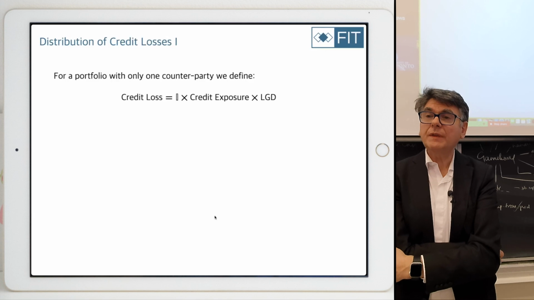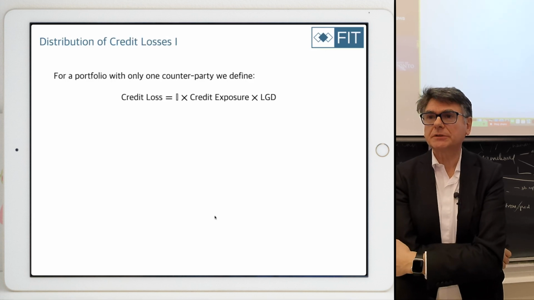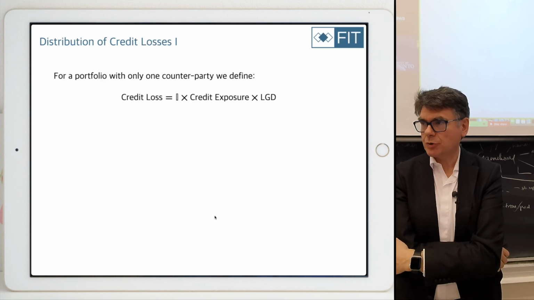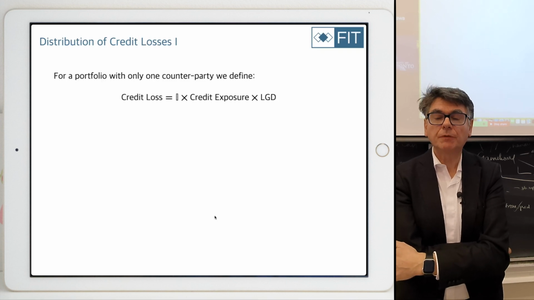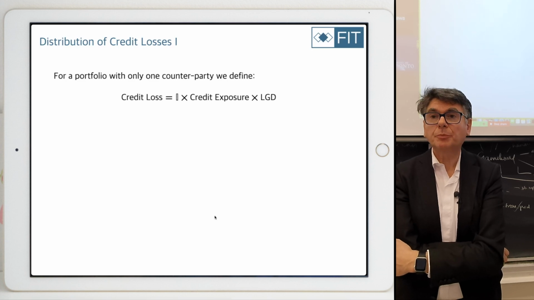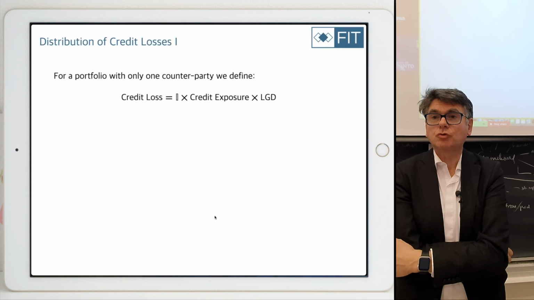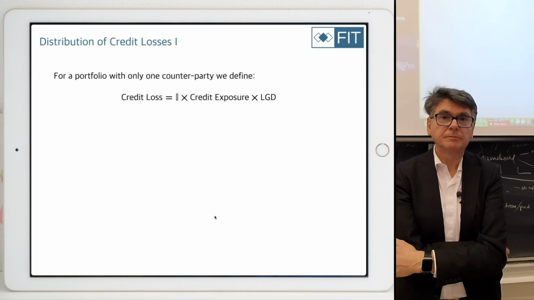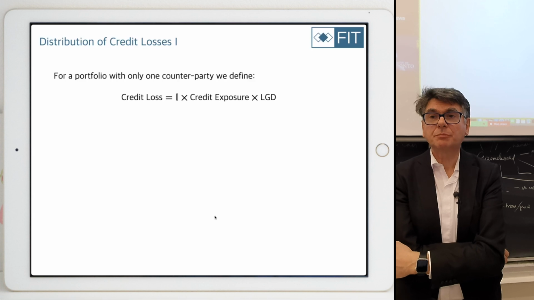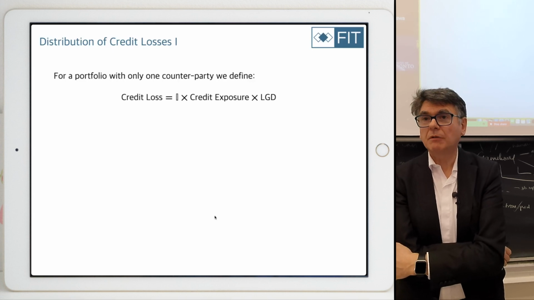So with that, I'm going to define my first mathematical object to understand this, which is the credit loss process. It's going to be the multiplication of three things. First, my default process. If there is no default, the credit loss would be 0 because I'm multiplying by 0. If it's 1, it'll be the credit exposure times the loss given default.